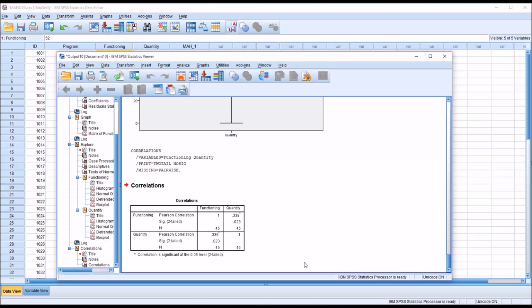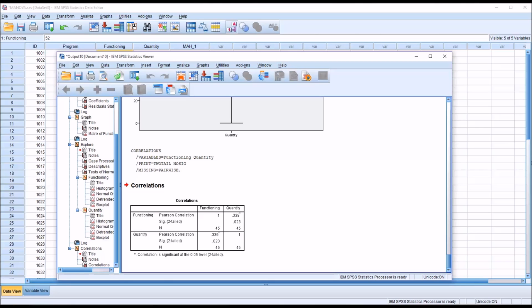And you can see we have a correlation between these two variables, the two dependent variables, functioning and quantity, of 0.339. So the assumption I'm testing is that we don't have multicollinearity, and that's defined in a few different ways. One cutoff is 0.9, so if the Pearson's R value is greater than 0.9, then the variables are multicollinear.